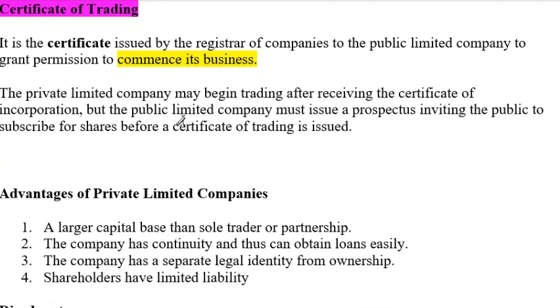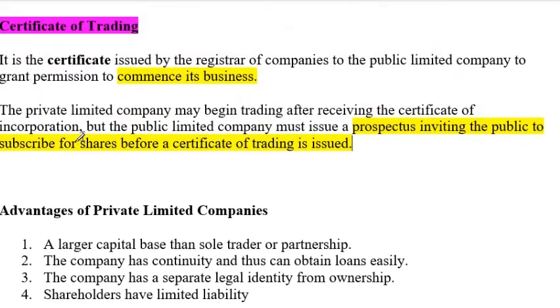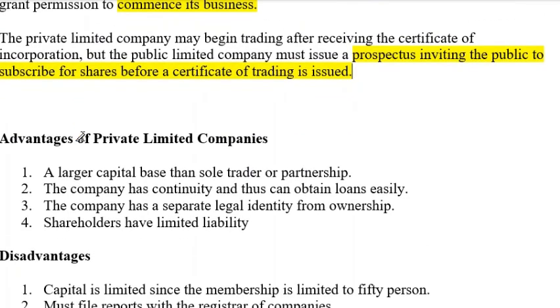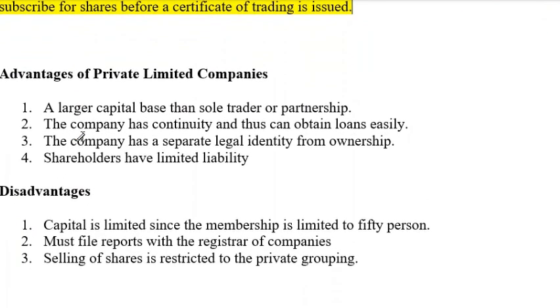So the private limited company may begin trading after receiving a certificate of incorporation, but the public limited liability company must issue a prospectus inviting the public to subscribe for shares before a certificate of trading is issued. And the data within the prospect also must be accurate.